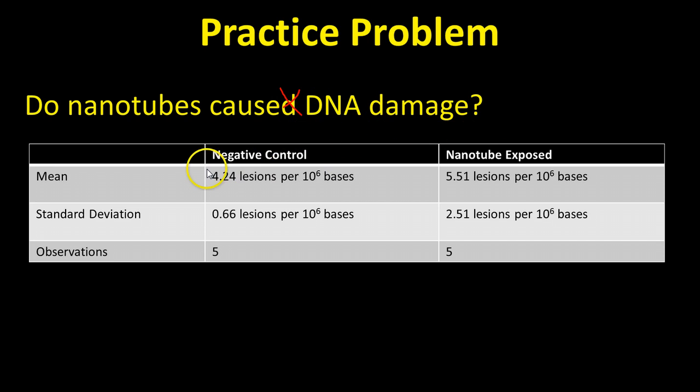Alright, so the first thing you might look at when you look at these two is you might just intuitively notice that the standard deviation of your nanotube exposed is larger, significantly larger than your negative. Alright, so now we want to determine whether these variations that are standard deviations, which appear to be different, are actually different, and that will determine what form of the t-test we want to use.